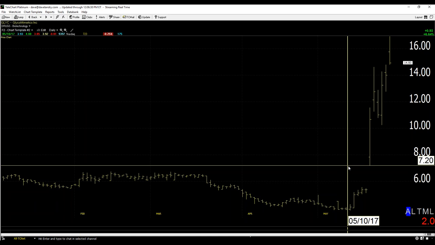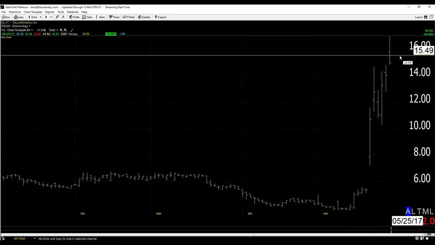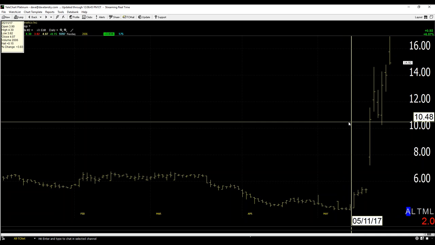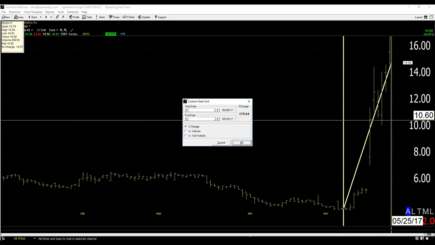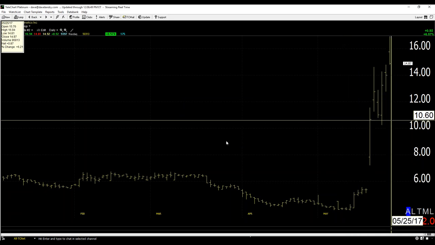This is what I call a bottle rocket. It went from 3 to 16 over a short period of time. What's that, a bazillion percent gain? Let's see if we could measure that roughly. So it went up 300% over the last week or two. That's a little crazy. I would leave it alone. Okay.